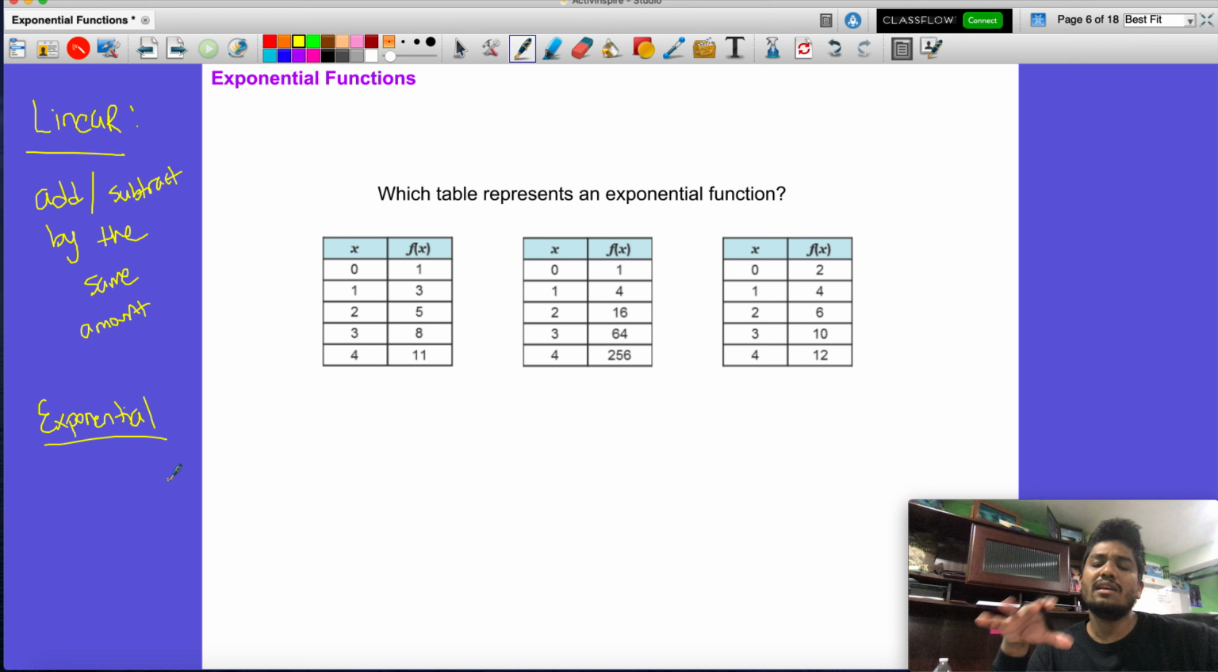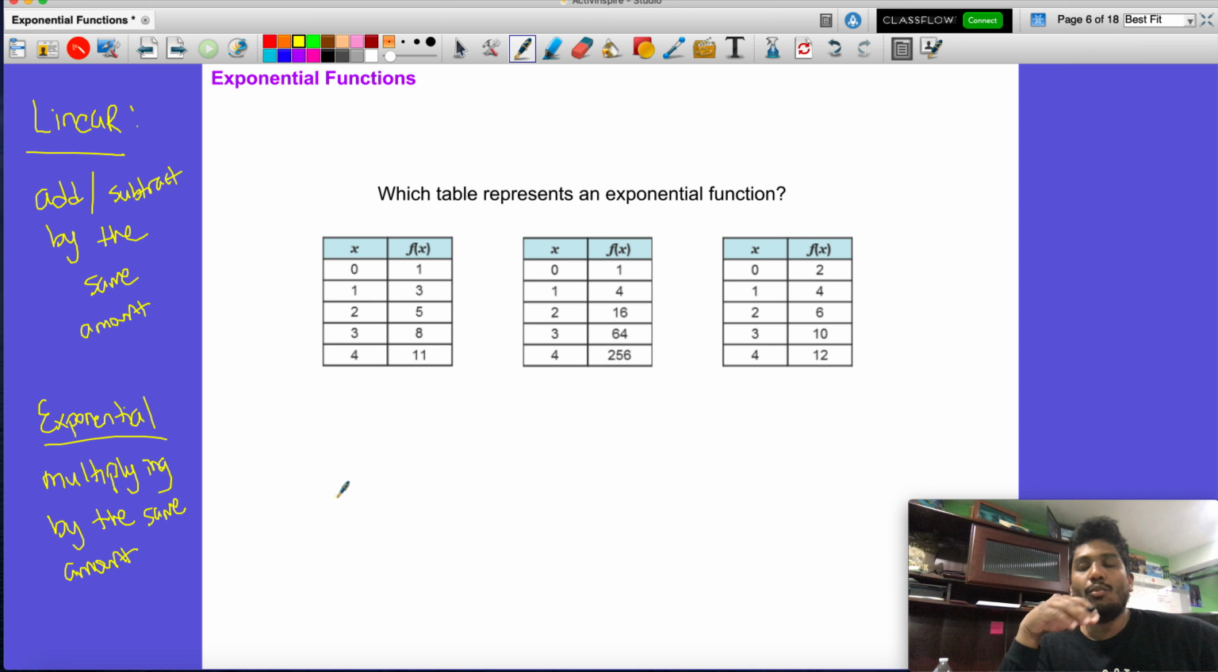And then for exponential, we're not going to be adding or subtracting, but we're going to be doing, think of the other operations that you're familiar with. So if adding and subtracting are out of the picture, the next thing you think of is multiplying by the same amount. Now, when I say multiplying, I'm a little hesitant to write division, because you can actually do the same thing. Instead of dividing, I can actually multiply.